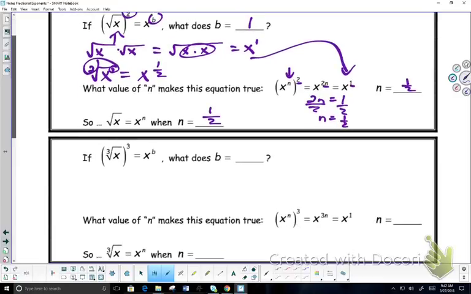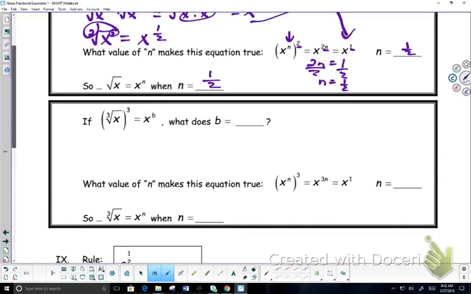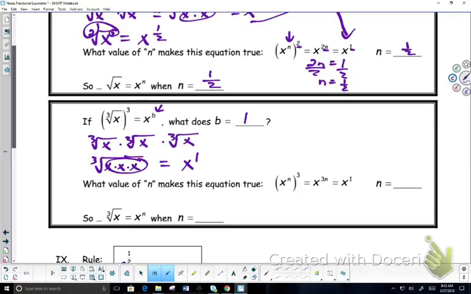So let's try another idea. We've got the cube root of x being cubed. So that would be the cube root of x times the cube root of x times the cube root of x. Well, that could be written as the cube root of x times x times x. You'll notice we have a set of triplets, which means they can come out as x, okay? In other words, once again, we have this b scenario where b equals 1, because if x is out like that, it's x to the first power, okay? Going through that same idea, here they're trying to help you determine what is that n value. So we have 3n equals 1, I divide by 3, and I get n equals 1/3.